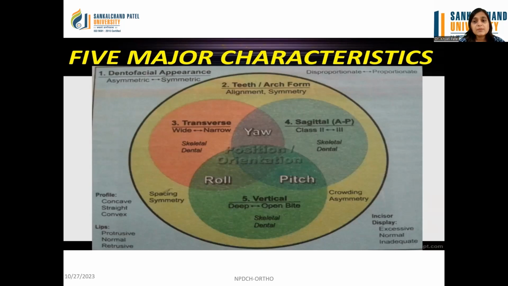This is a very important thing, and this classification overcomes all the problems with the Angle's classification and the Simon's classification, because it includes the dentofacial appearance, teeth, transverse problem, vertical problem, sagittal problem, and also the soft tissue problem and the symmetrical problem. So this is the ideal classification to describe any malocclusion or any problem of the patient.